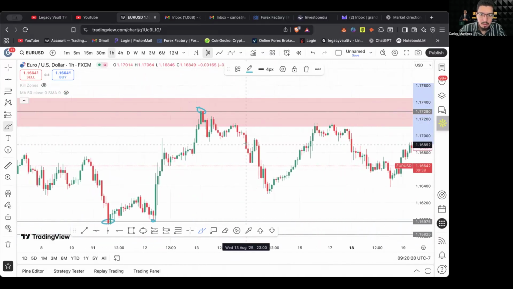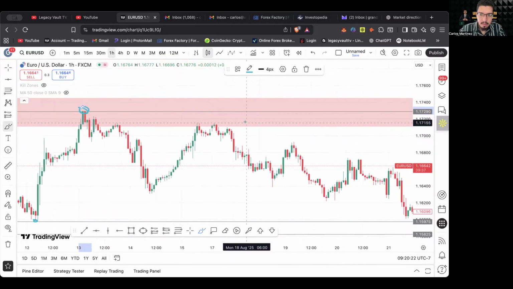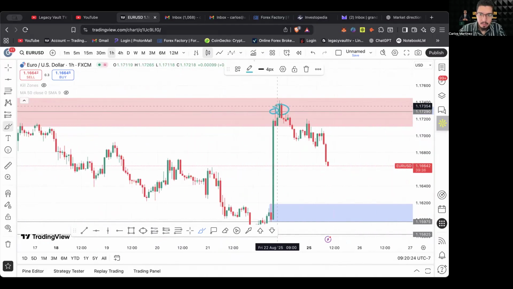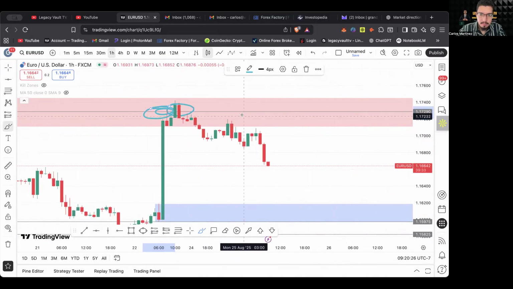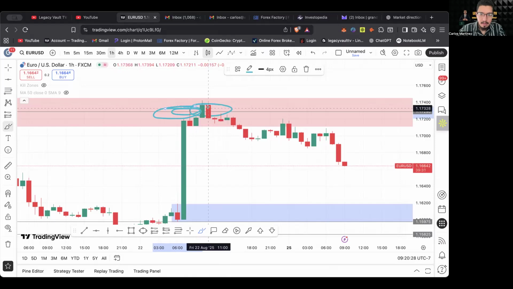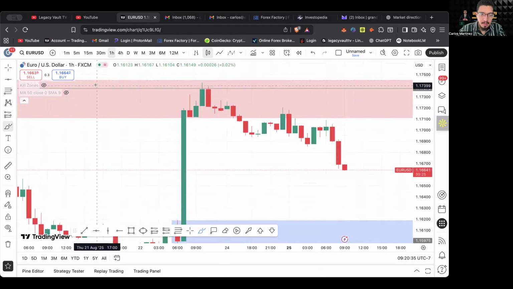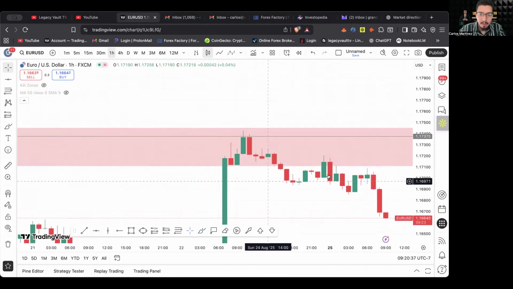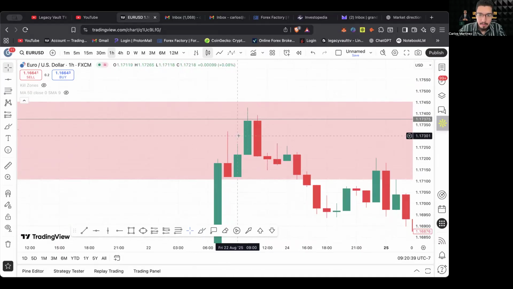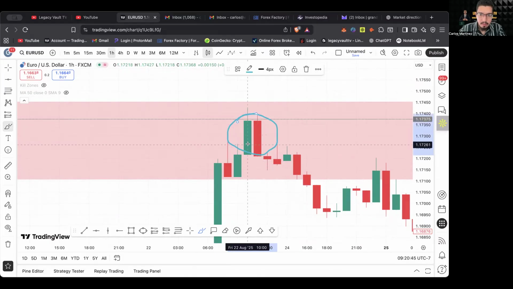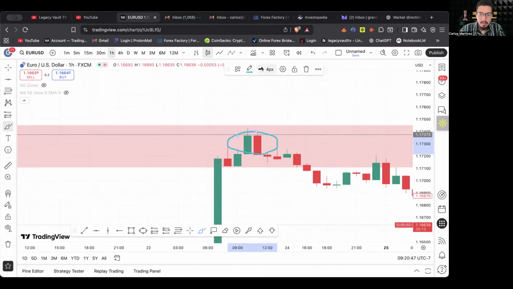It came up to retest, came up again to retest, and it actually created a fake out. This is a fake out right here. These two candlesticks here create a fake out to the upside.